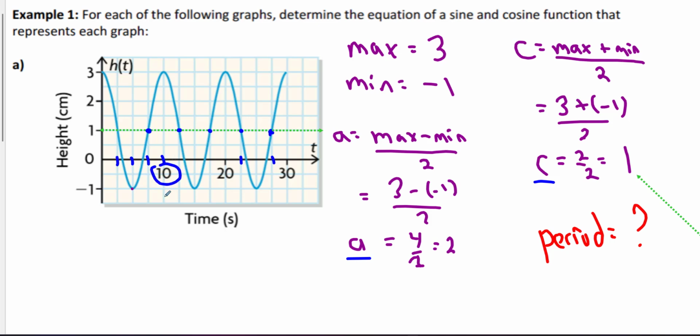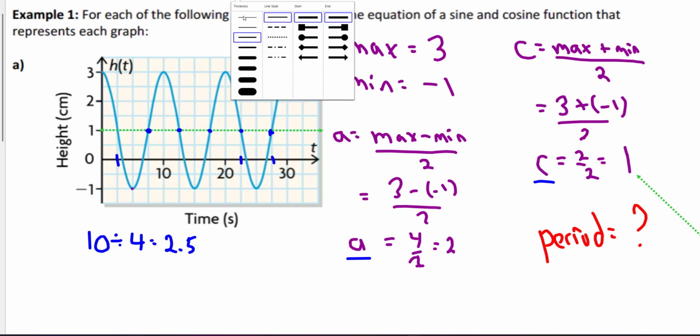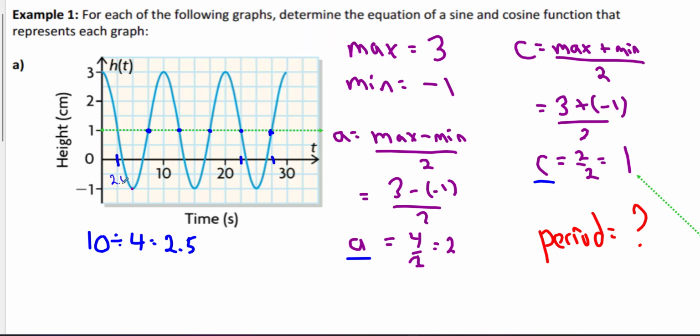increases until I get to 10. And if you don't know how to do this, it's very simple. You do 10 divided by 4, 2.5. And you can confirm if that's true by writing it in. If this is 2.5, that means that this is 5, this is 7.5, and this is 10. It makes sense. It is going up by 2.5.